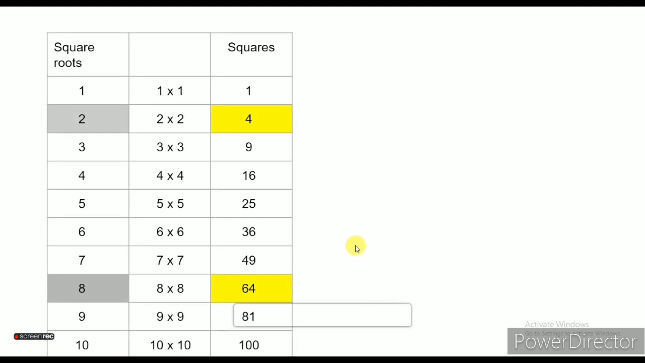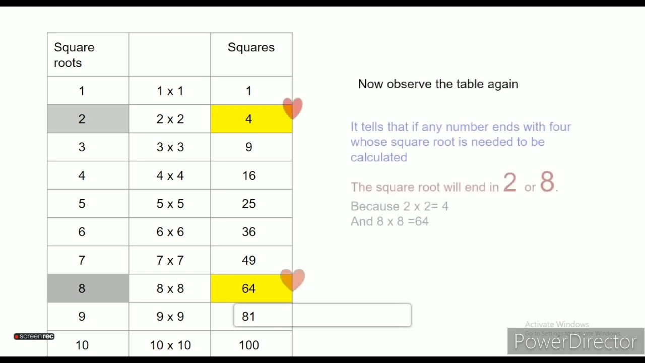Now, let us observe the second column of the table. It indicates that if any number ends with 4, whose square root is needed to be calculated, the square root will end in 2 or 8.